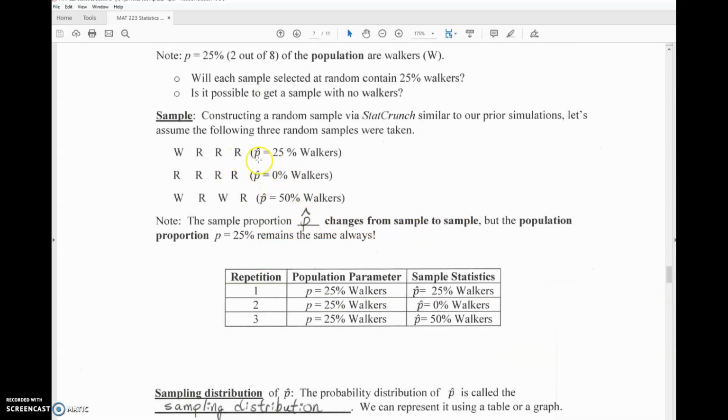Every time I do a sample, think about this: eventually I'm going to do a survey of 100 people, 1,000 people, whatever it is, and construct a p hat. If I did another set of surveys of 100 or 1,000 people, I should get another p hat. It's going to change from sample to sample. But the population proportion p is the same. It's 25%. It's whatever is true in the population.